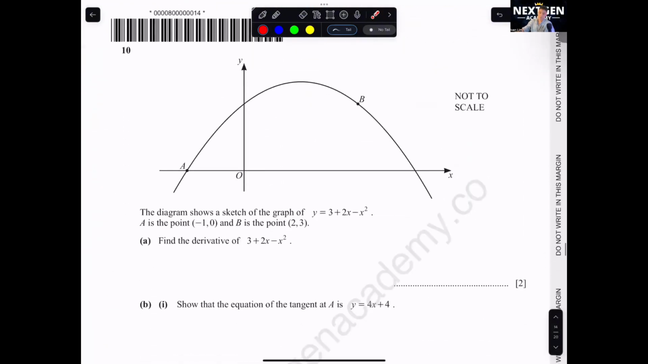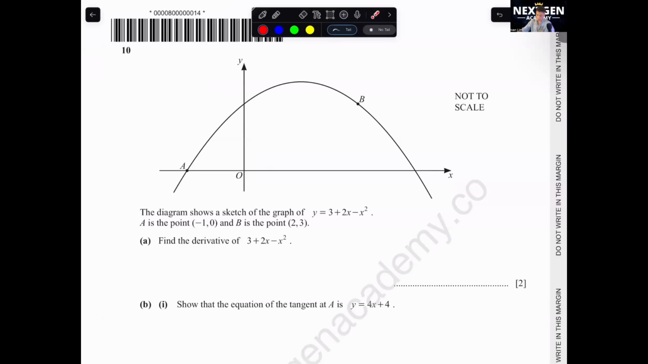Okay, number 10. This is on the topic of differentiation. For differentiation, you have to know your straight line equations also, because they will ask you on the equation of a tangent. They can ask you about a perpendicular line or perpendicular bisector also. So let's look at this.